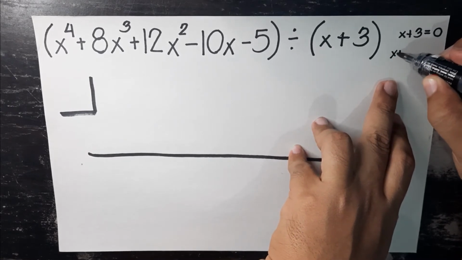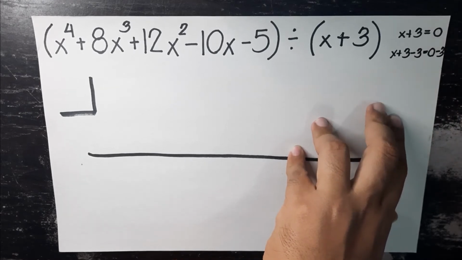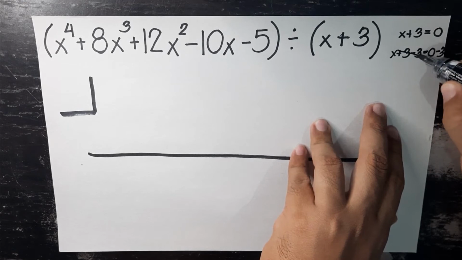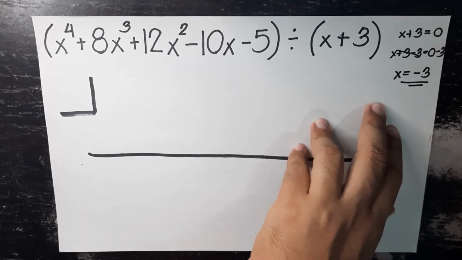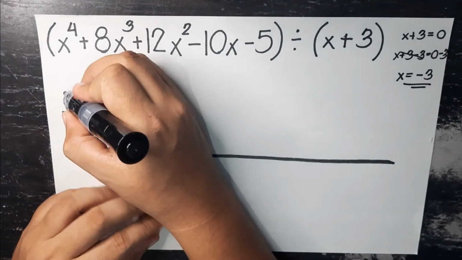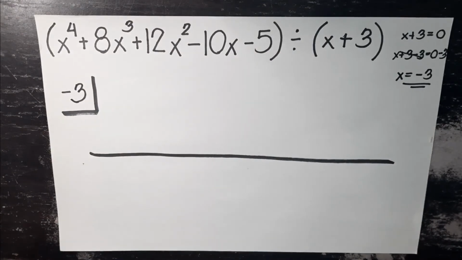So x plus 3 minus 3 is equal to 0 minus 3. So this will give us, cancel, x is equal to negative 3. So the value negative 3 will come inside this space because this is our divisor.